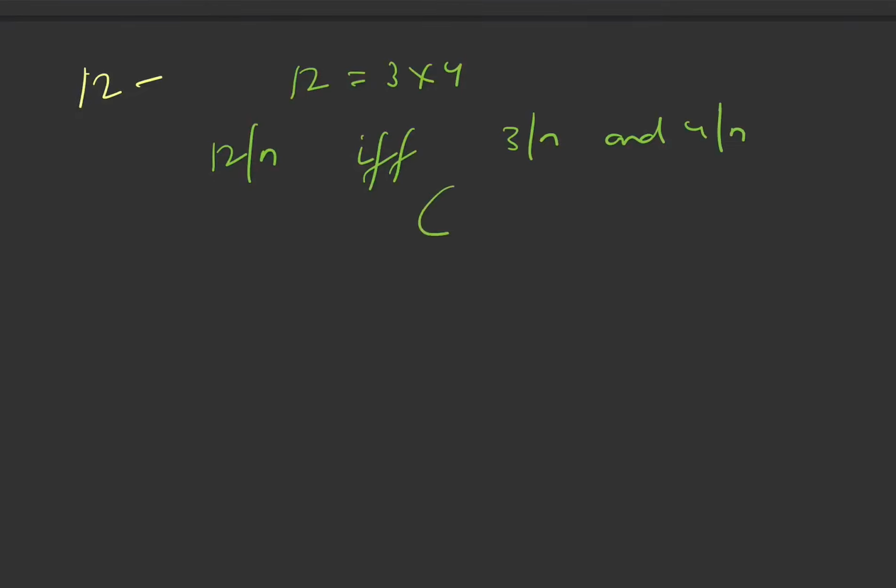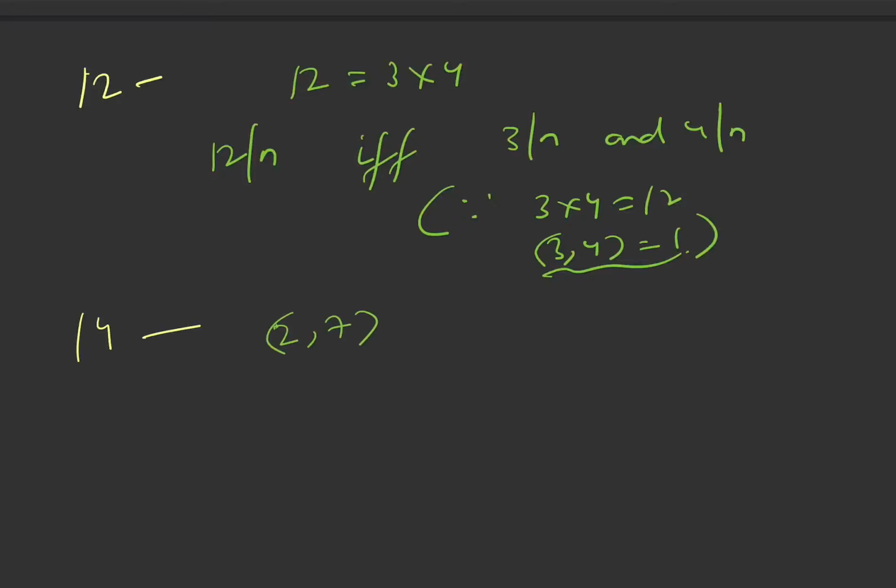And divisibility of 12, now again we'll use the same property. 12 I'll write as 3 into 4. So I'll say that 12 divides n if and only if 3 divides n and 4 divides n, right? Because 3 into 4 is 12 and GCD of 3 and 4 is 1. This is very important. Then only I can use the property.